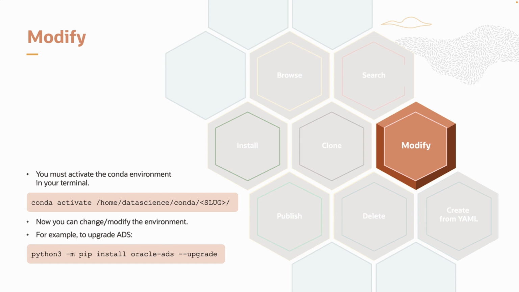So for example, if I wanted to upgrade ADS to the latest version, I would do conda activate and then the path to the conda environment that I want to change. And then I would do python3 -m pip install oracle-ads --upgrade. And this would upgrade my version of ADS.